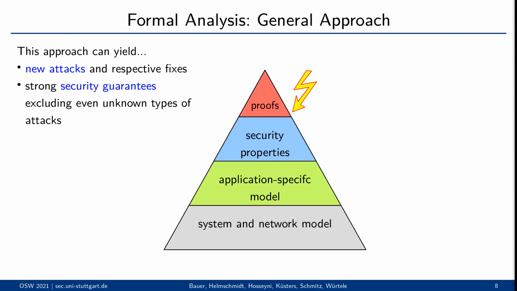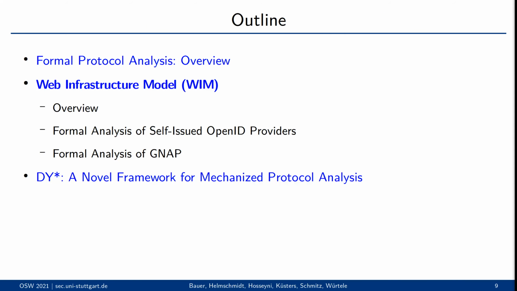And with this approach, it is possible to find even new kinds of attacks. And this does not depend on the creativity of the analyst. And that means at the same time that once you have the proof, you have really strong security guarantees and you can even exclude unknown kinds of attacks, at least within the framework. So far, this was a general overview of what formal protocol analysis does conceptually.